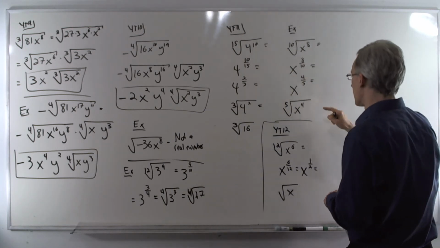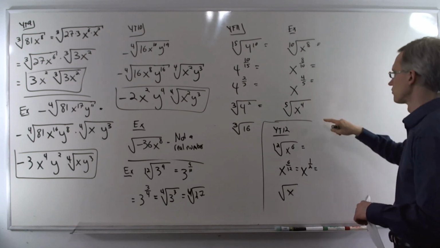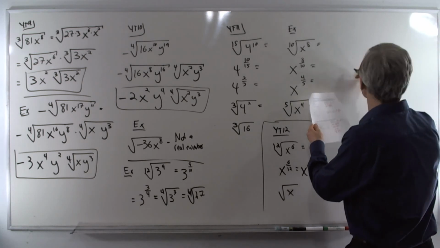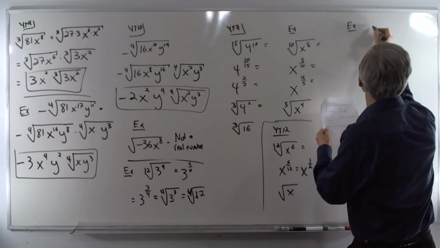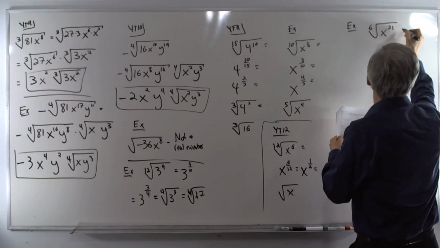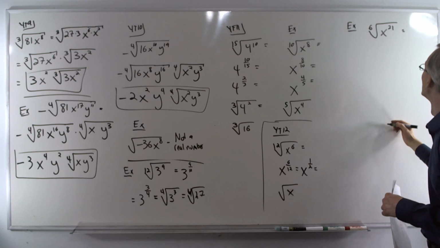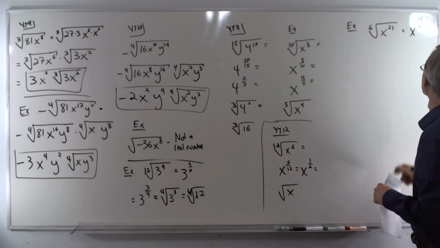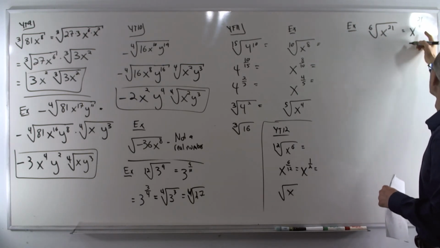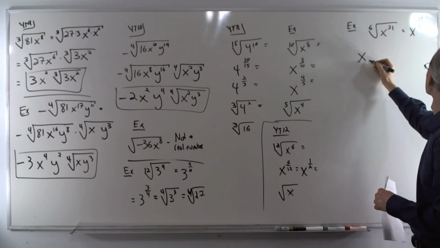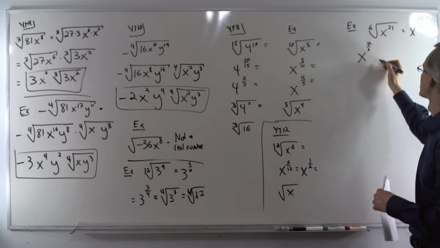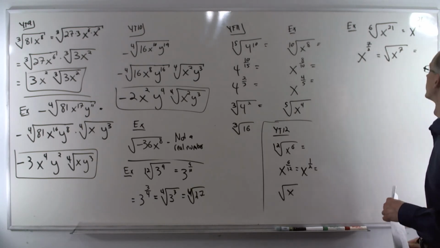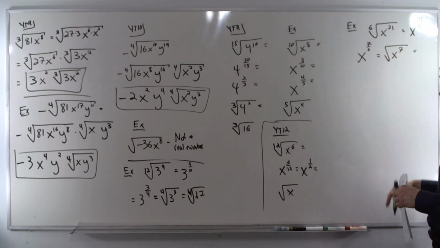Now all these, when we got back into radical form, were already pre-simplified. That won't always be the case. So next example is the 6th root of x to the 21st power. So that is x to the 21/6. Now we'll reduce this. That gives us x to the 7/2, which is the square root of x to the 7th power. All right, 2 is the index, and 7 is the power.